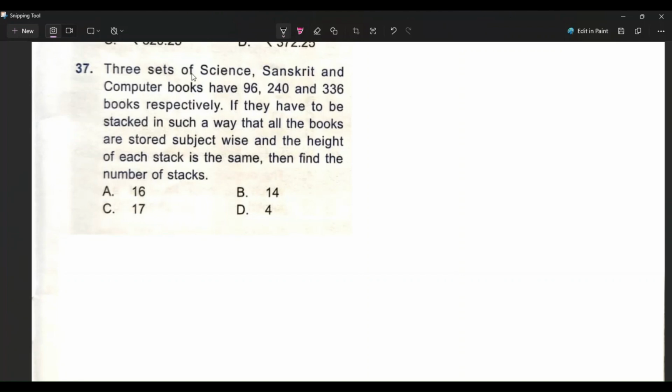37th question. 3 sets of science, Sanskrit and computer books have 96, 240 and 336 books respectively. If they have to be stacked in such a way that all the books are stored subject wise and the height of each stack is the same, then find the number of stacks. Stack is nothing but arranging the things or books in an order, one upon the other. So let's find out the LCM for 96 first.